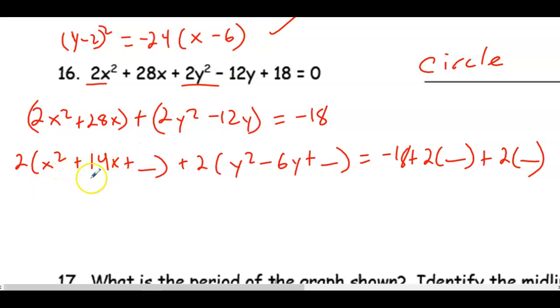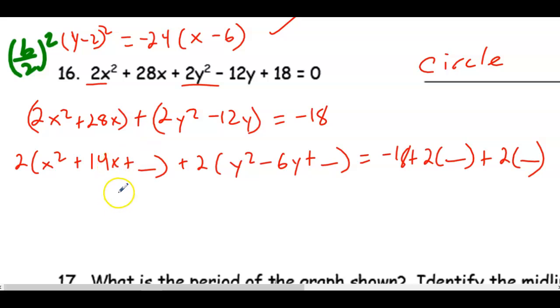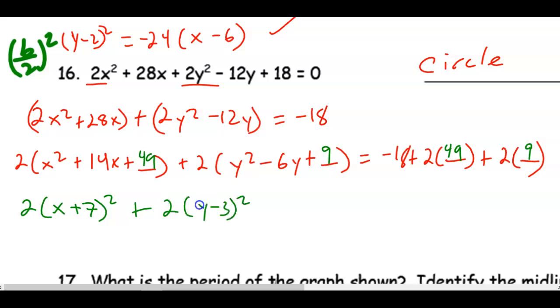Now here we go. b divided by 2 squared. Can't forget that, right? So 14 divided by 2 is 7. 7 squared is 49. So put 49. And then negative 6 divided by 2 is negative 3. Negative 3 squared is 9. So put 9. Also, let's factor this one. We have x plus 7 squared. And then over here, we have y minus 3 squared, because negative 6 divided by 2 is negative 3.